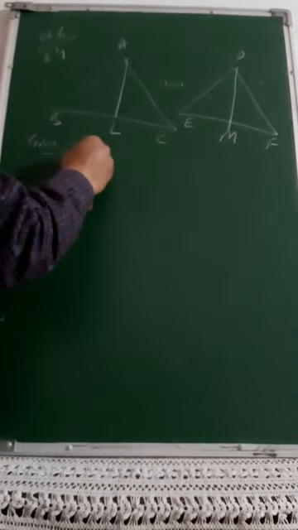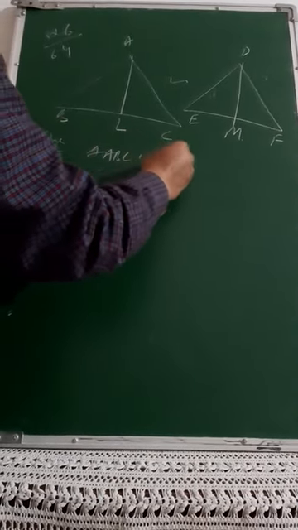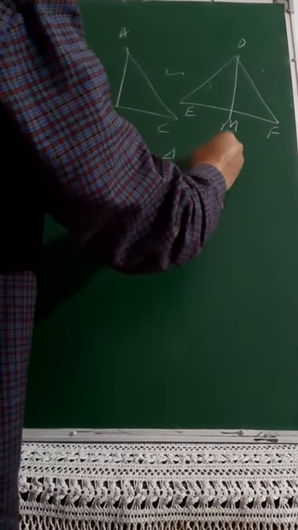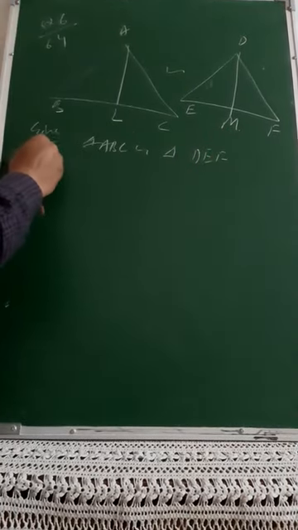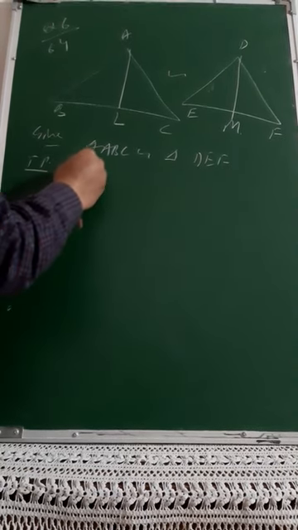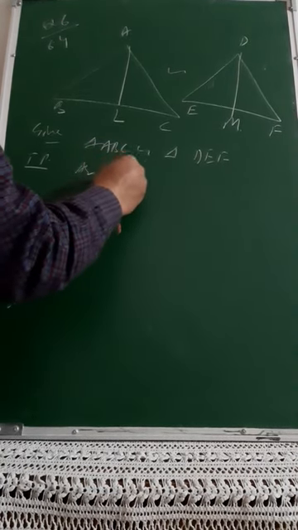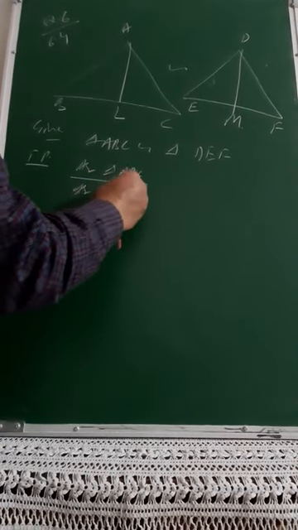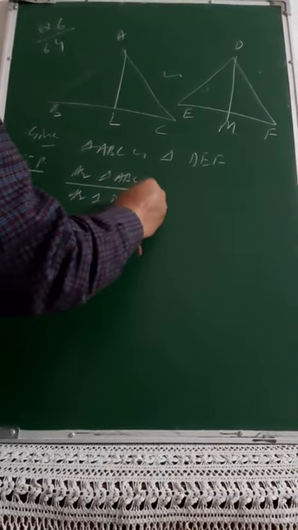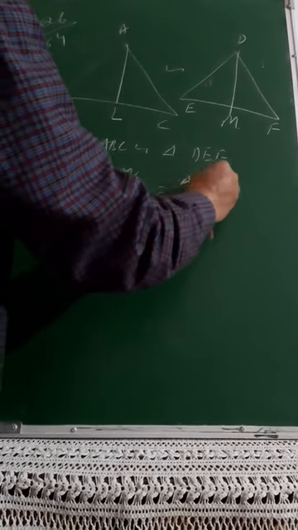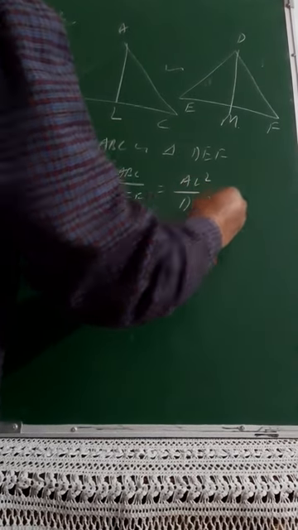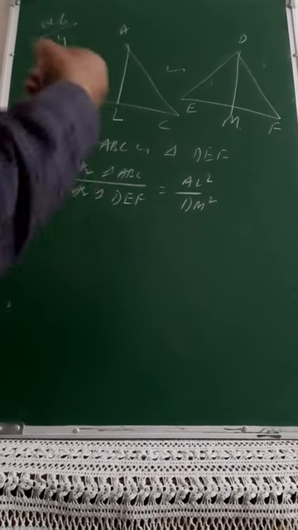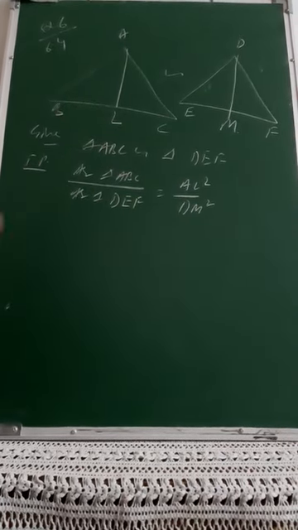Given triangle ABC is similar to triangle DEF. To prove: area of triangle ABC to that of area of triangle DEF is equal to AL square upon DM square. Very important result, not difficult to prove at all, because we did the same thing in our previous exercise questions also.